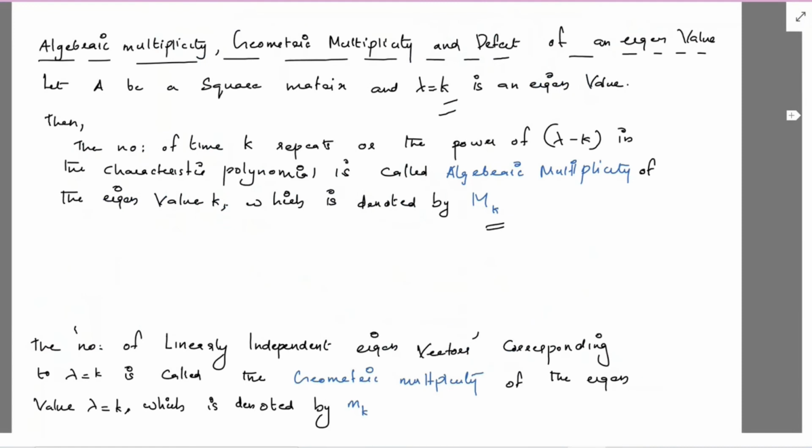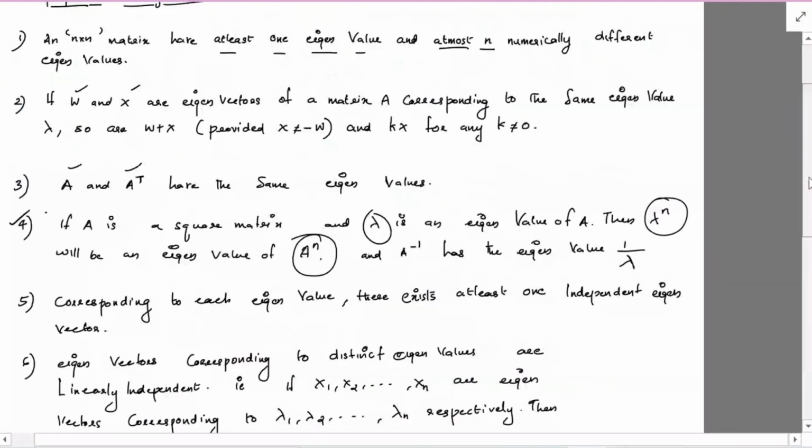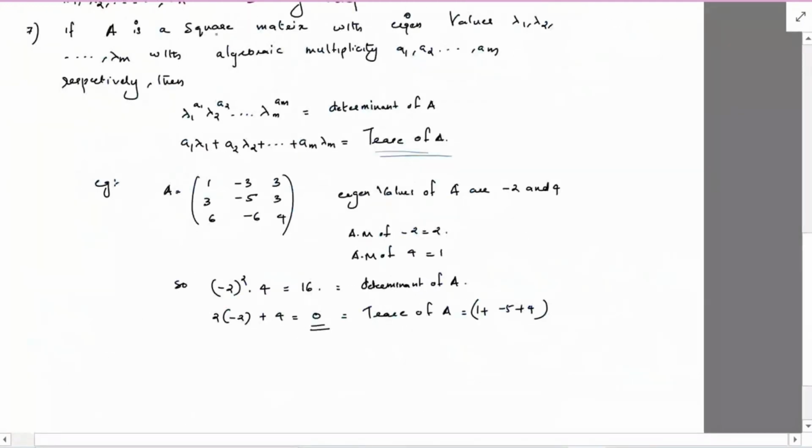So that is the last property, which says: A is a square matrix with eigenvalues lambda 1, lambda 2, etc., lambda m with algebraic multiplicities a1, a2, etc., am respectively. Then the determinant of A will be lambda 1 power a1 into lambda 2 power a2, etc., lambda m power am. And the trace is the sum of the eigenvalues, which is a1 lambda 1 plus a2 lambda 2 plus etc. plus am lambda m. Okay.